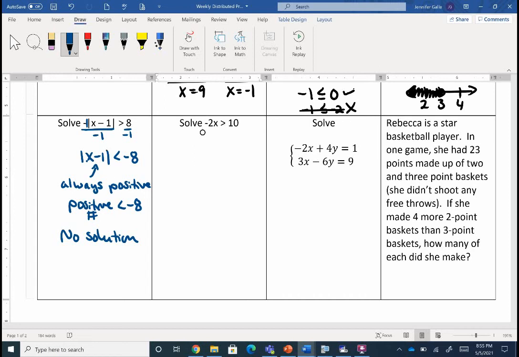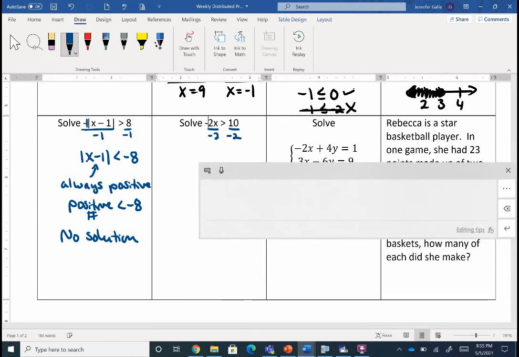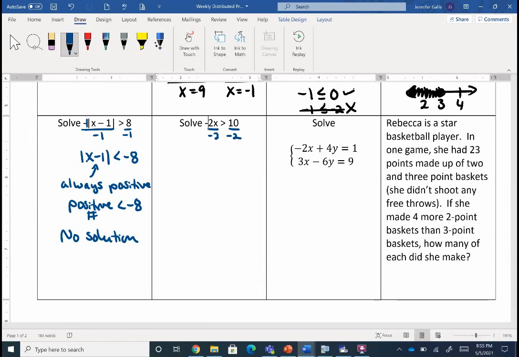Second question in the third row, a simple inequality to solve. All we're going to do is divide both sides by -2. The reason why I wanted to do this question is to really once again hit home the idea that if you multiply or divide by a negative, you have to flip your inequality symbol.